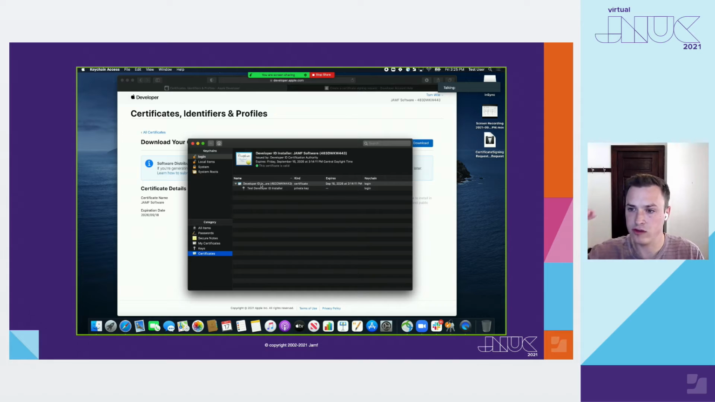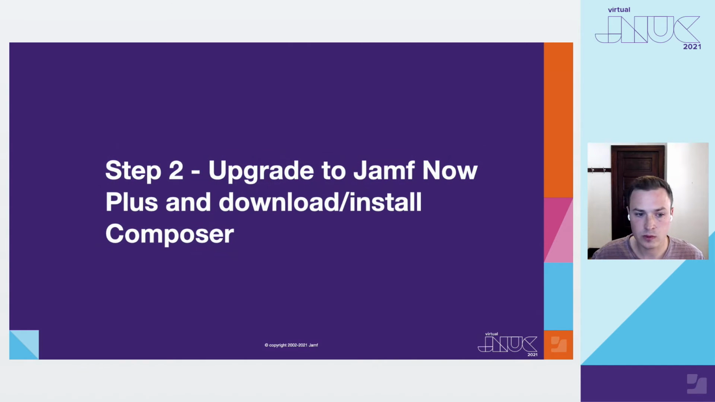Composer will pull up a huge list of certificates it sees in the keychain. It'll see that this certificate is installed and allow you to select it as an option when signing a package. Fantastic. Step two, upgrade to Jamf Now Plus and download and install Composer.